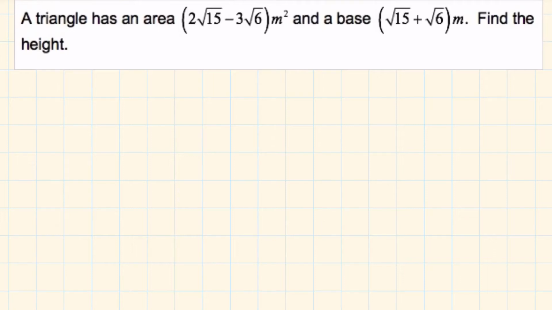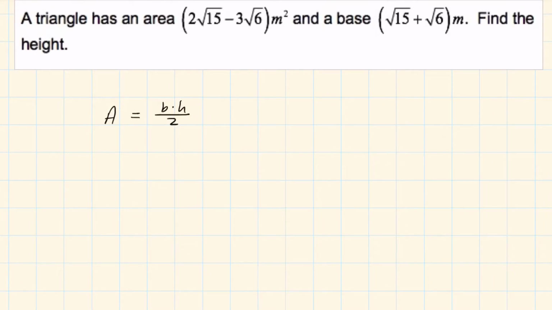A triangle has an area of 2 root 15 minus 3 root 6 meters squared and a base of root 15 plus root 6 meters. Find the height. So because this is a triangle and we have an area, we're going to use the area formula. The area formula for a triangle is base times height divided by 2.